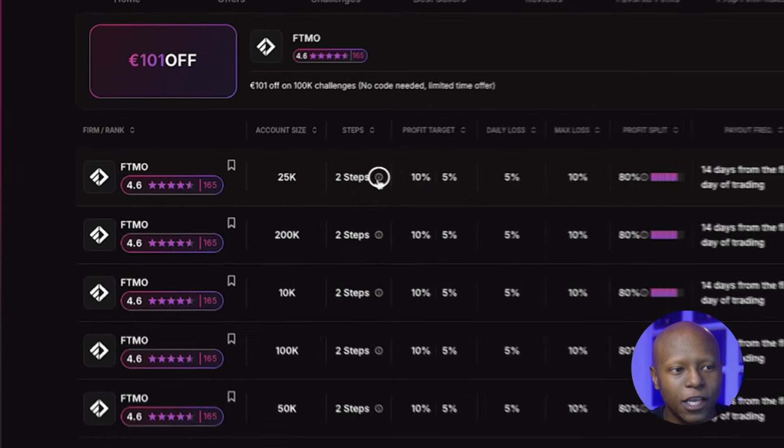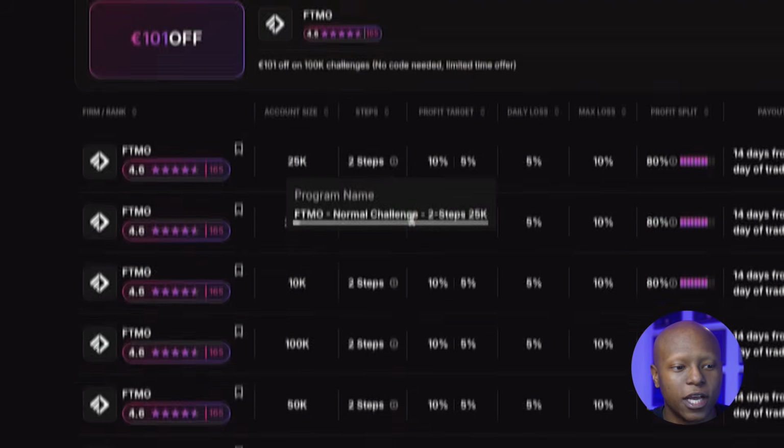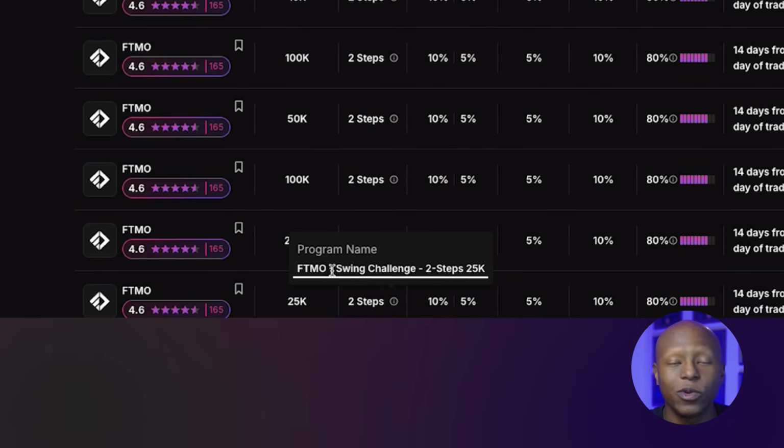If you hover above this info icon here, you can see that this is the FTMO normal challenge. If you hover above this icon down here, you can see that this is the swing challenge. So it's important to know that when you're going to get your challenge account, make sure you identify which is the one that you want and make sure that you get that one. You don't want to have any headaches or any troubles in the future because you accidentally chose the wrong one.